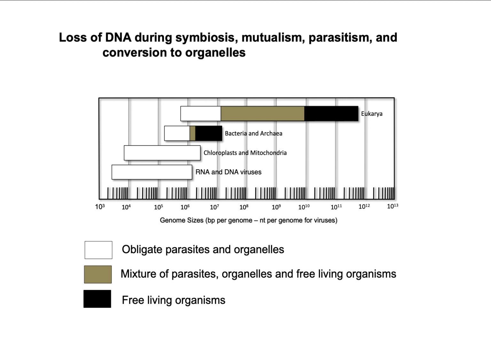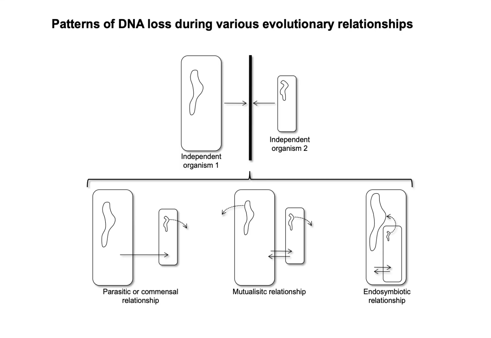So you can see free-living organisms need a lot more DNA and more genes. And as some of those move into becoming parasites or organelles, they are reduced in size. And finally, you have obligate parasites and organelles that have lost more DNA and have moved further towards the left, or having smaller genomes and fewer numbers of genes. This shows that relationship in a slightly different way.